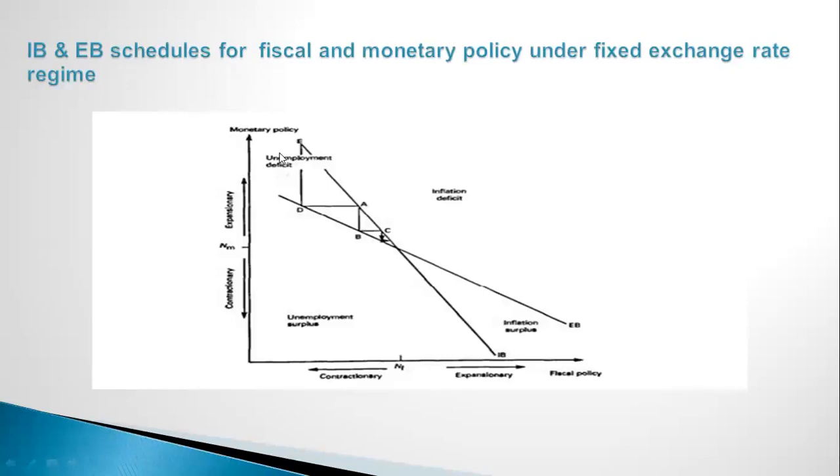schedule for various fiscal and monetary policy stands under a fixed exchange rate regime. On the vertical axis, we take monetary policy, which is neutral at point NM, but expansionary above this, while it is contractionary below. Similarly, horizontally, we take fiscal policy, which is neutral at point NF and expansionary to the right, contractionary to the left.